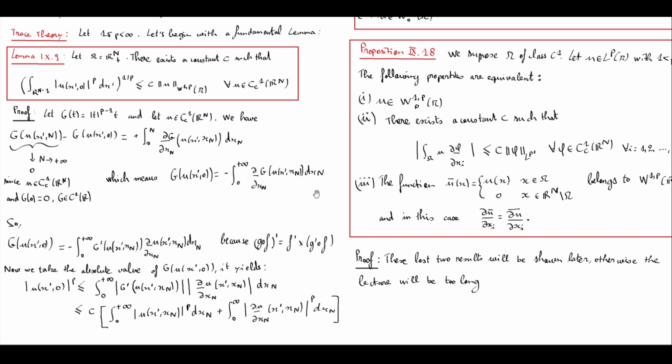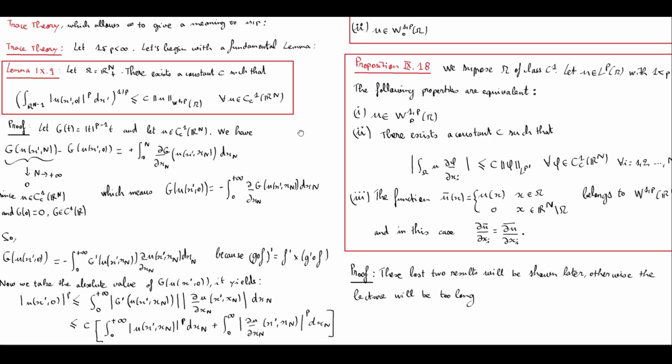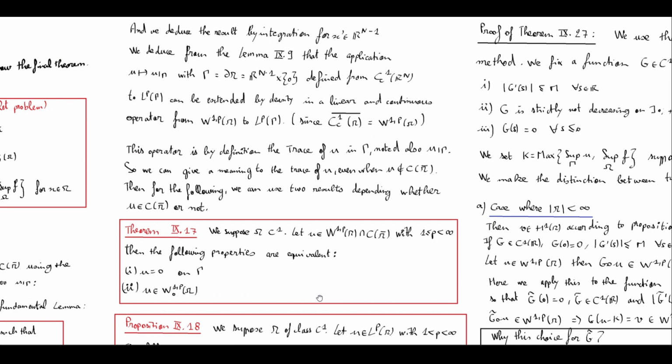the absolute value of u(x', 0) to the power of p smaller or equal to the integral from 0 to infinity of the absolute value of G'(u(x', x_n)) times the absolute value of the partial derivative of u with respect to x_n in (x', x_n) dx_n. And we use some constant to obtain another inequality. So now we deduce the result of the lemma by integration for x' in R^(n-1).